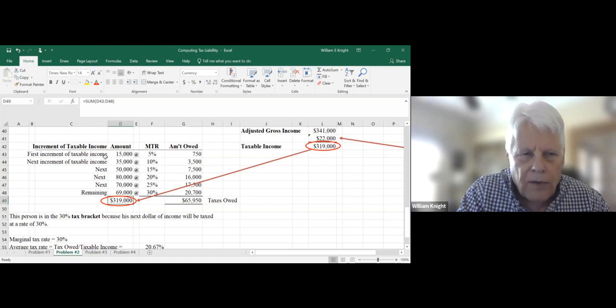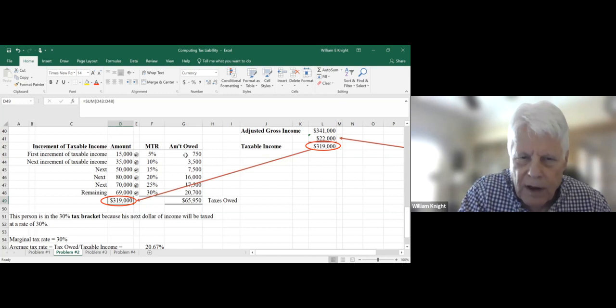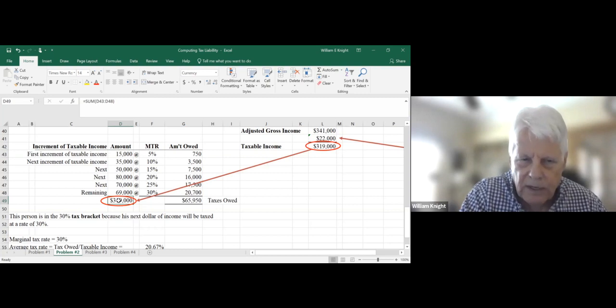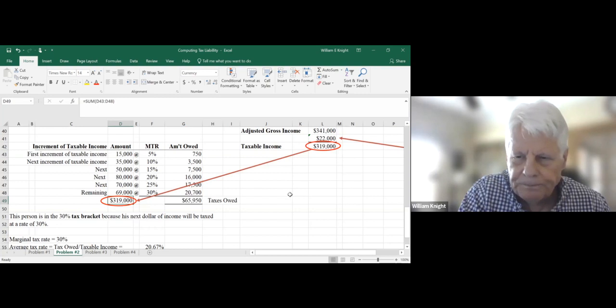So here are the tax brackets. He's going to owe 5% on that first 15,000, which is 750, 10% on the $35,000 bracket, which is 3,500, and so on. Now, once he pays 25% on that 70,000, he's only got 69,000 left to get to that 319,000 taxable income, and that 69,000 is going to be taxed at 30%, which is 20,700. So his taxes owed are 65,950.